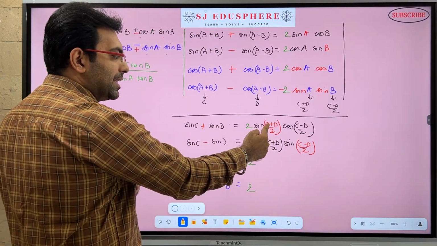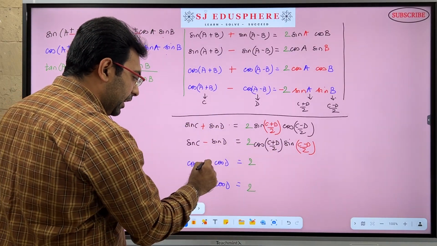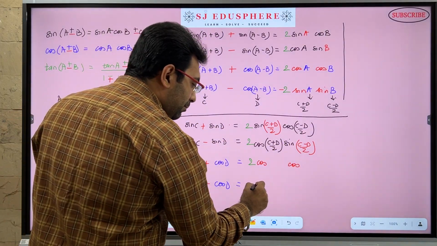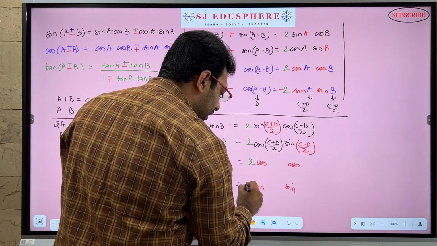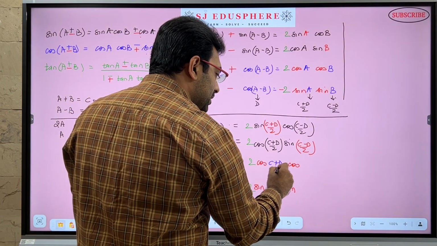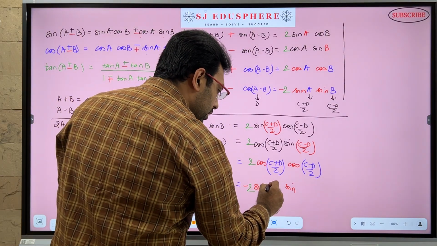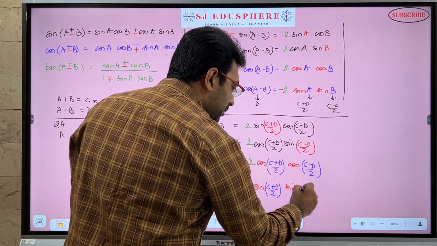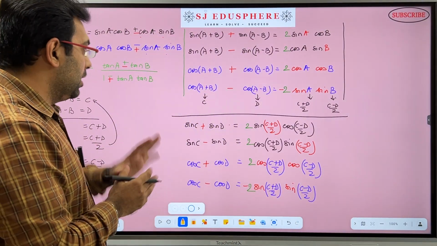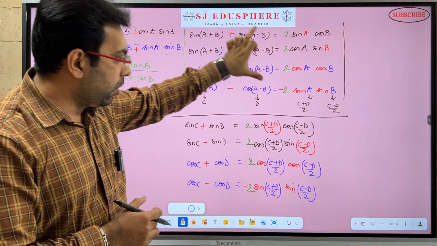If there is a plus, sine has a plus. If there is a minus, sine has a minus. In cos, if I give it a plus, both are cos. If I give it a minus, both are sine, and the minus sign comes back. Here one of the terms will be (C+D)/2 and the other term is (C-D)/2. Here again one of the terms is (C+D)/2 and the other term is (C-D)/2. So if you know these formulas, we've derived this set of 4 formulas.